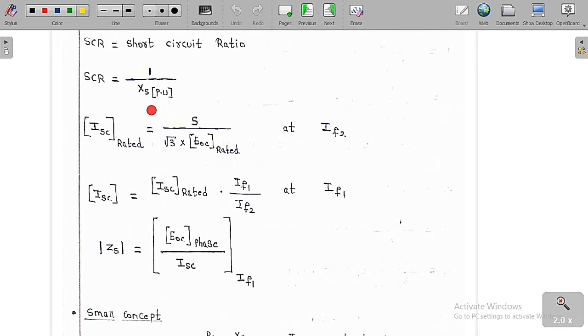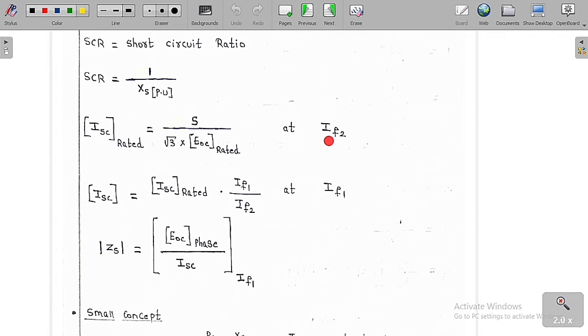So finally you are going to get what is called 1 by Xs per unit. So finally you are going to get it like this. SR is nothing but 1 by Xs in terms of per unit. This is in the unsaturation mode, always in the unsaturation mode. I already told you what the ISC rated is.